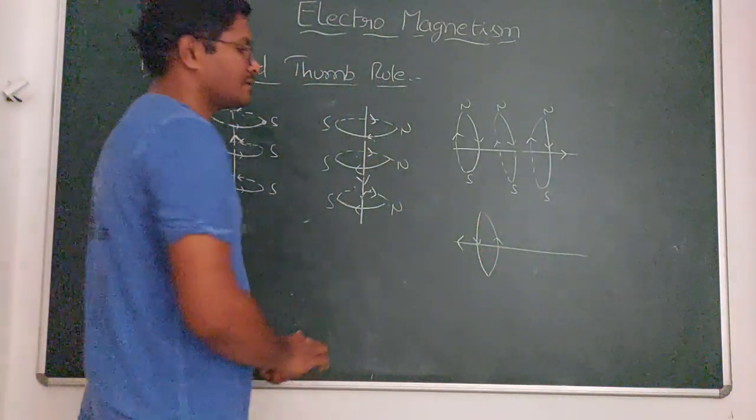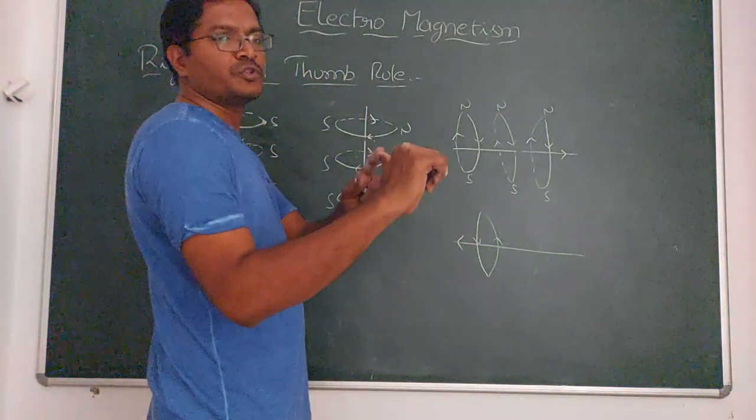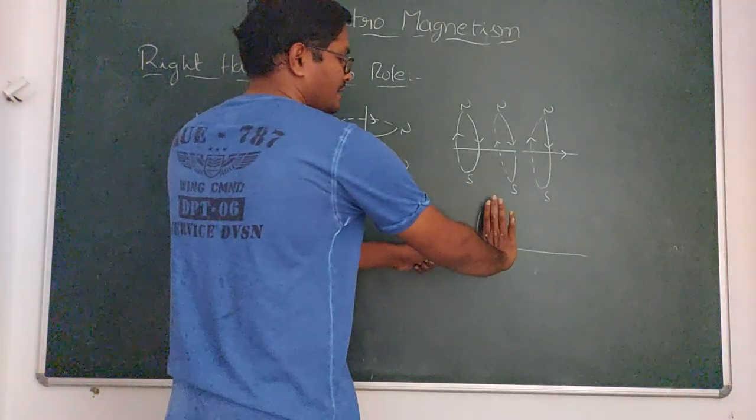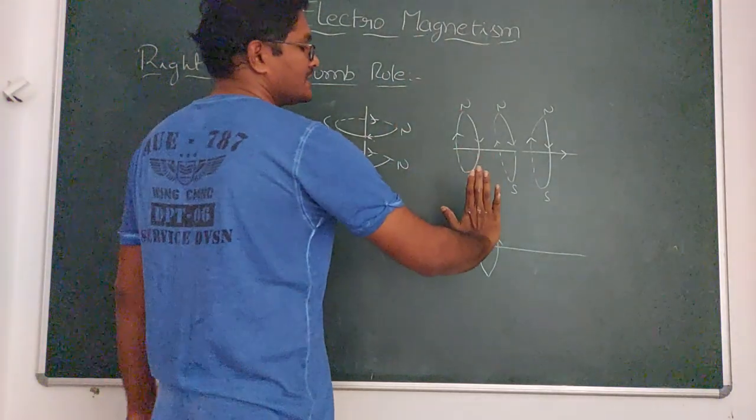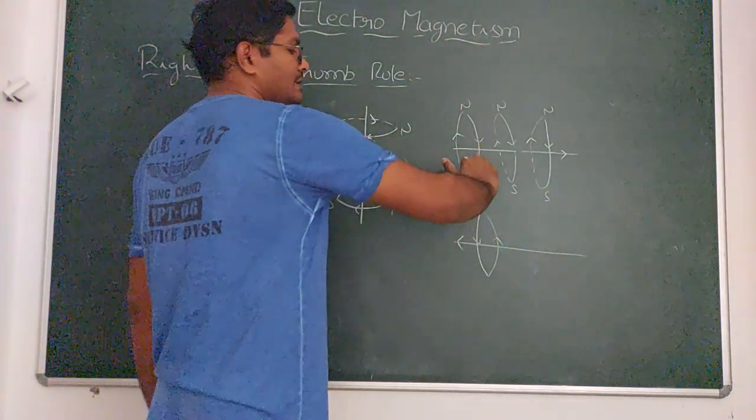You can check that one. So this thumb should show the direction of the current. So direction of current chupistundi. And open your palm. Me palm open cheskovali. Open chese ela velthundi. It is moving in this direction.